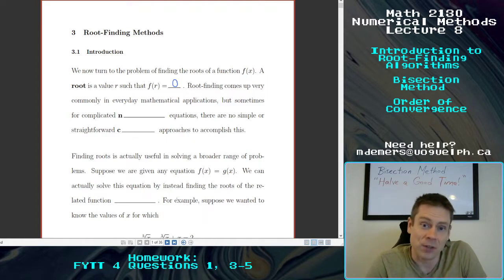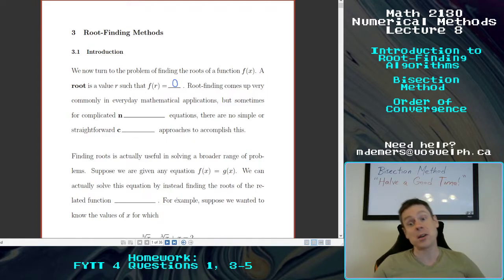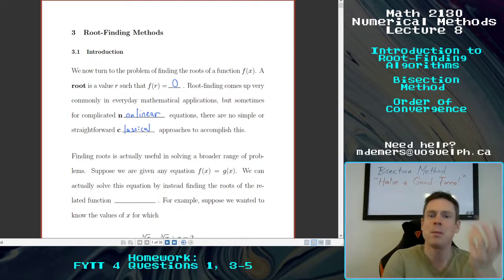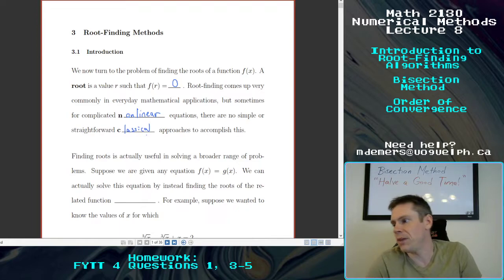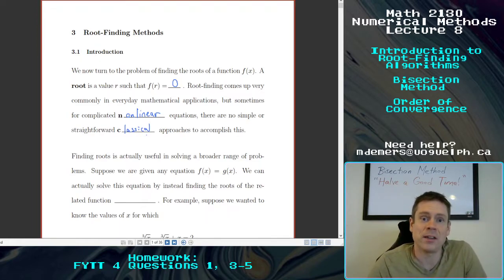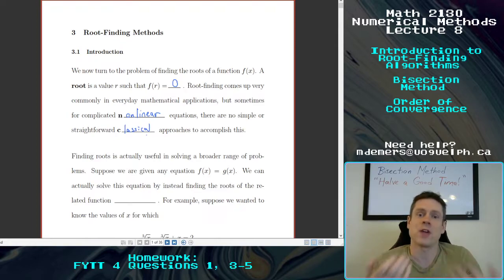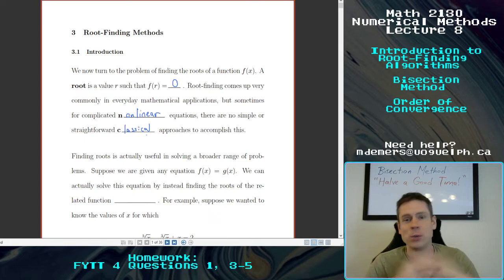Sometimes we have the ability to solve these things, but sometimes we don't, especially for complicated and non-linear equations or equations that involve strange functions and so on. There aren't really any simple or straightforward classical approaches to accomplish this. What do I mean by that? Well, if you have a quadratic equation, a second degree polynomial, you might be able to find its roots, if they exist, by using the quadratic formula. That is an approach that you would have learned in high school.